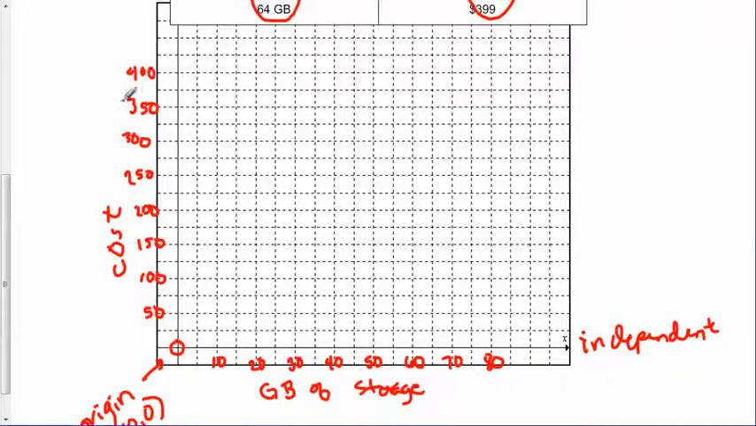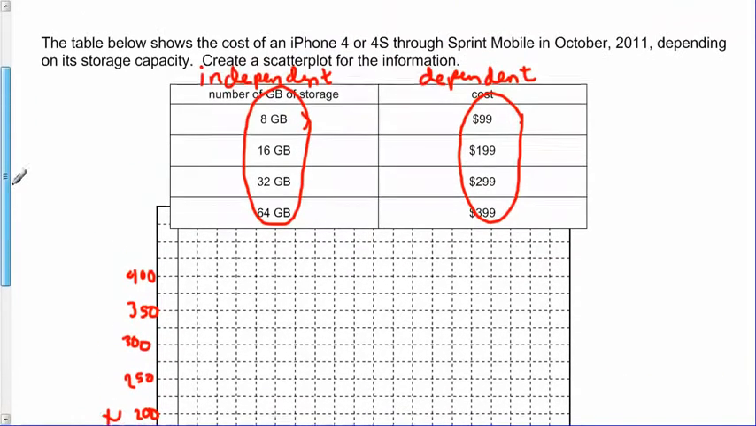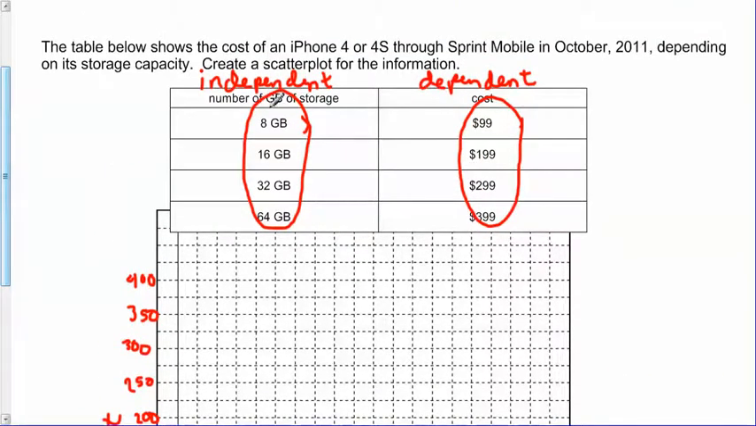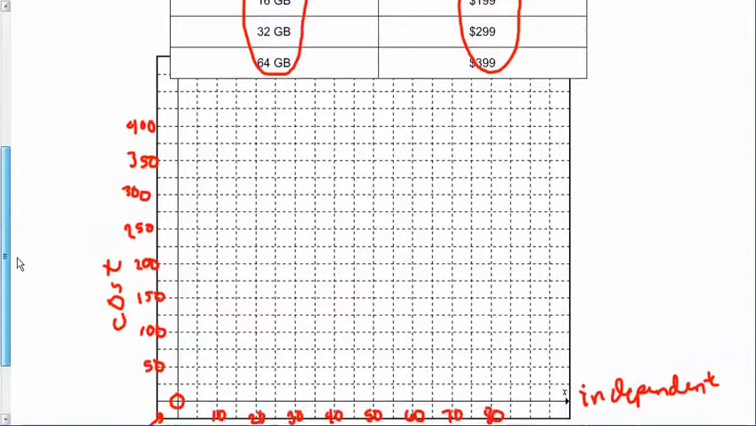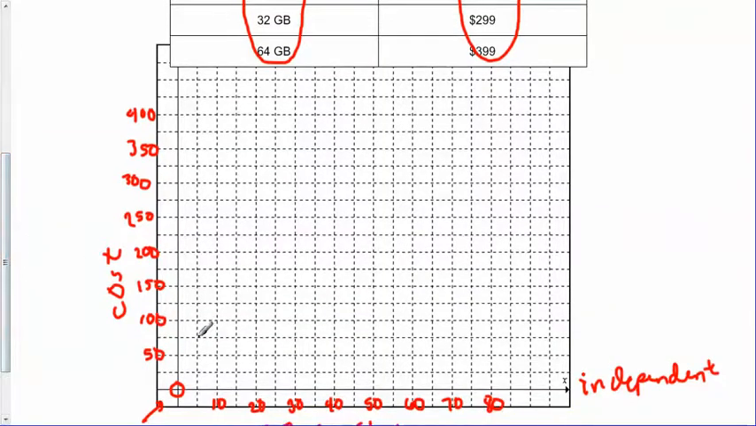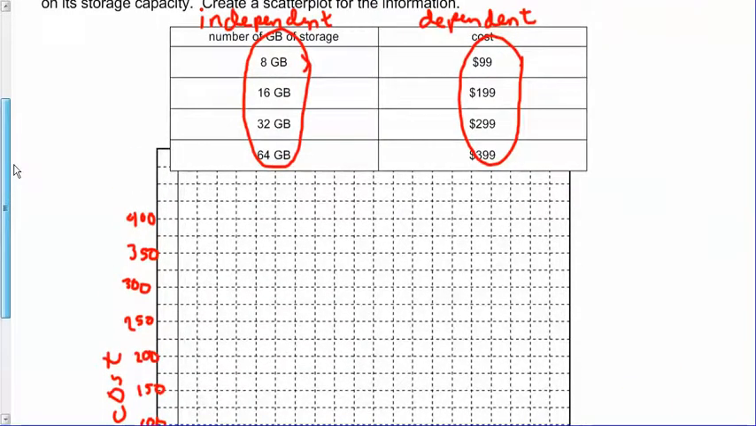Now, don't be worried that the numbers we've put along here are not actually numbers that we find on our table. We're able to estimate where these ordered pairs are going to go on our graph. What's important when you create a graph is that you create something that's easy for people to read, and that the scale is going to make estimation pretty easy for you. So now let's go ahead and come up with our ordered pairs.